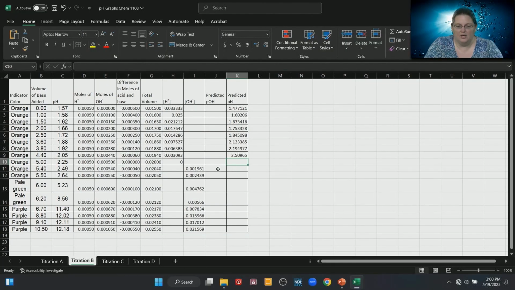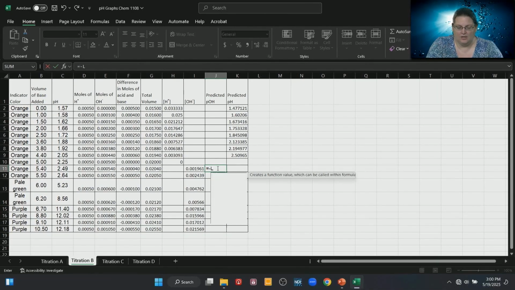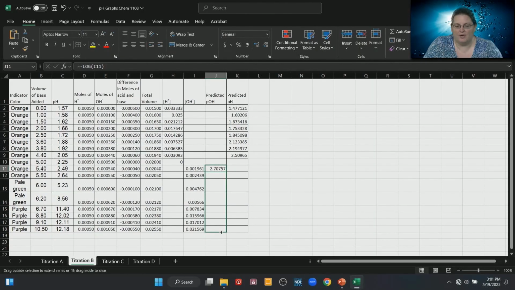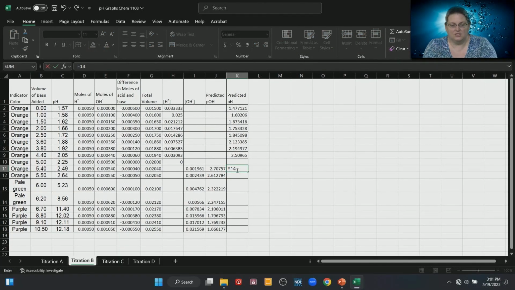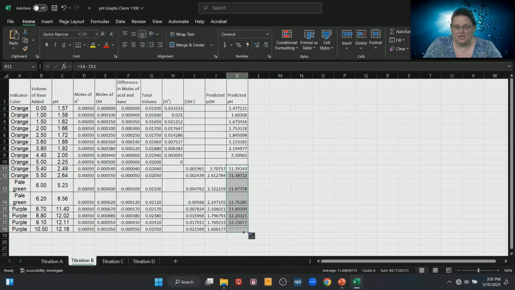And then we're going to come over here and we're going to do the same formula, but we're going to do it for the pOH, and then we're going to calculate the pH. We're going to go equals, once we get that hydroxide concentration, we're going to go negative, and then we're going to hit log, capitalized, it's very important, it's capitalized, open parentheses, concentration, close parentheses, enter. And then we'll just fill in the rest of it. Once you do that, then you can come over here and you can get the predicted pH by hitting equals 14 minus my pOH, enter, and then getting the values.